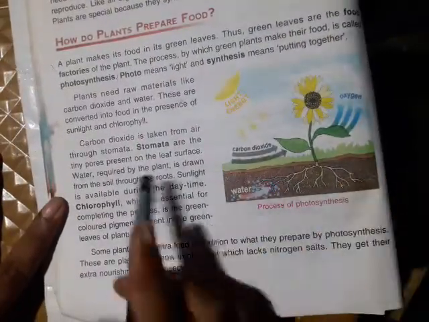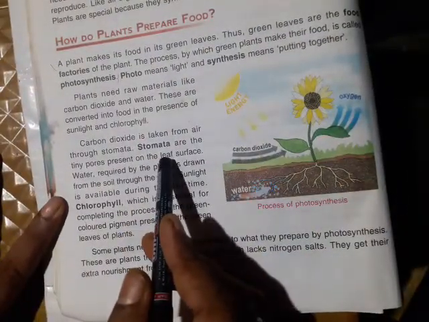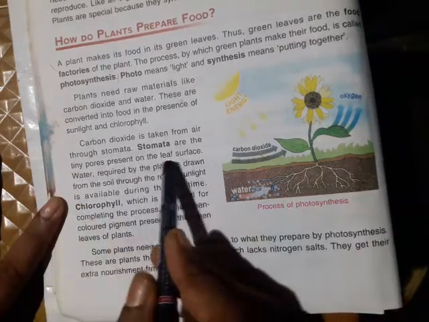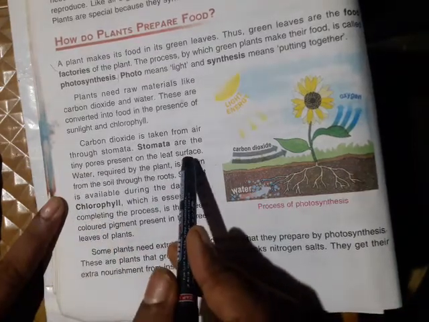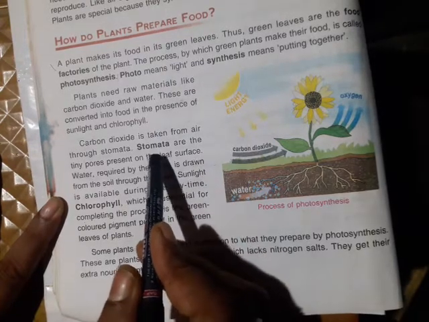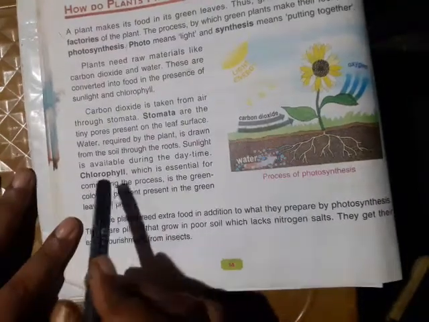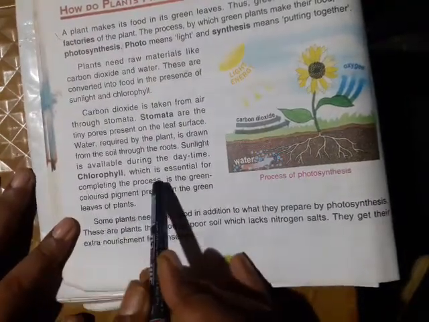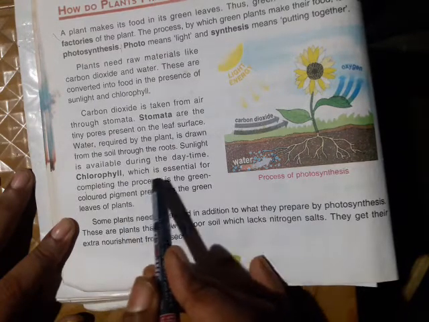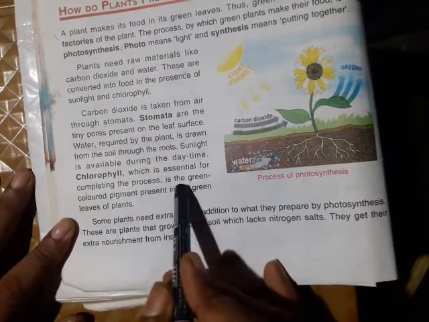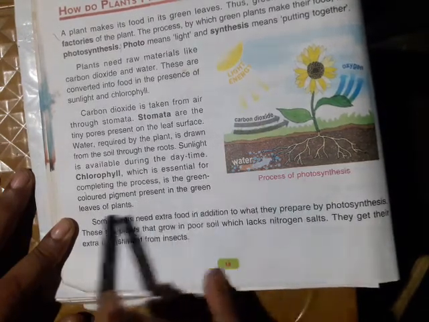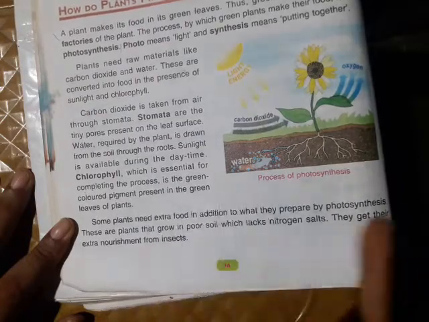Now next term is stomata. Stomata are the tiny pores present on the leaf surface. You will observe there is a hole in the leaf. This is nothing but stomata. Chlorophyll, you know, chlorophyll is a green pigment which is essential for completing the process. It is the green colored pigment present in the green leaves of plants. Okay.